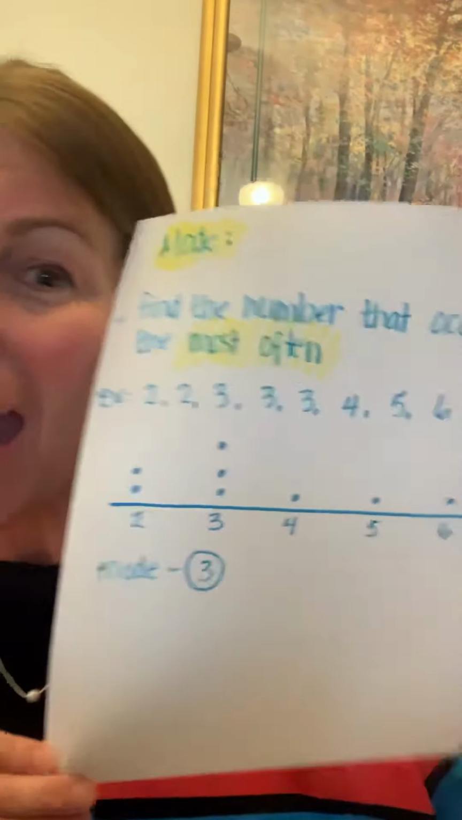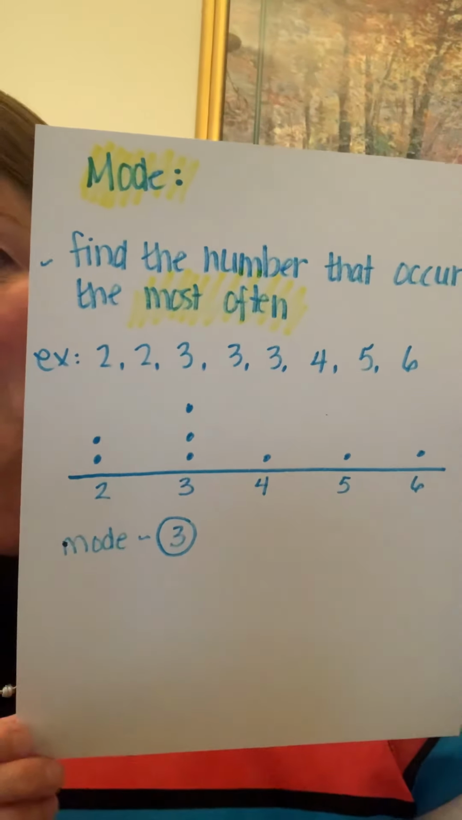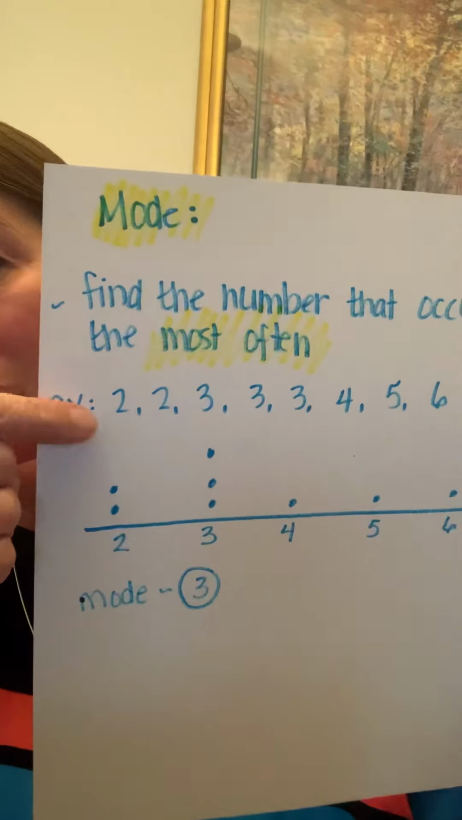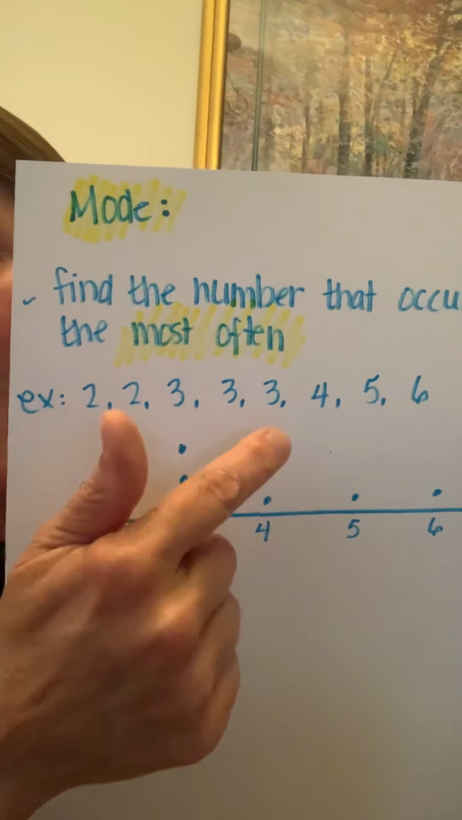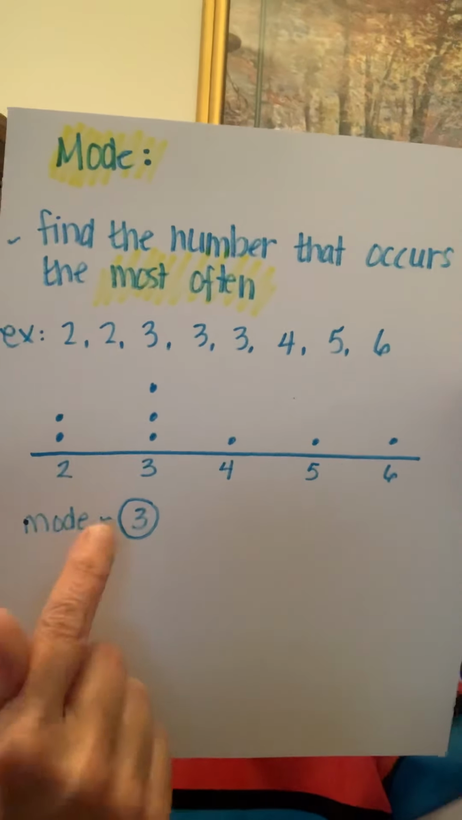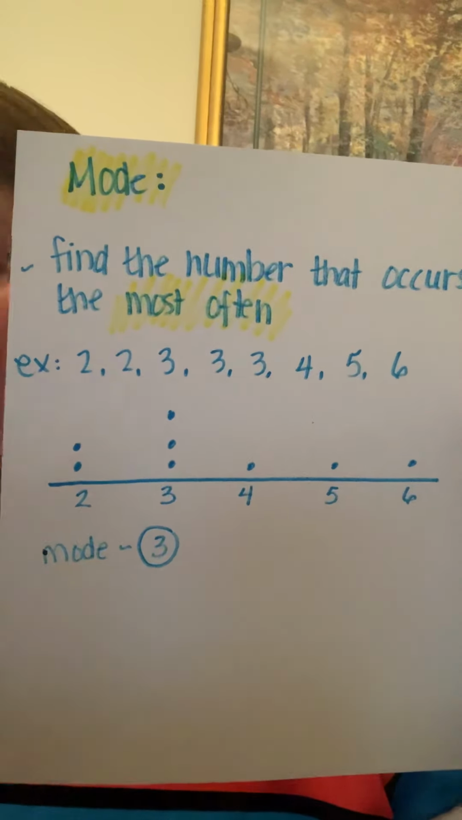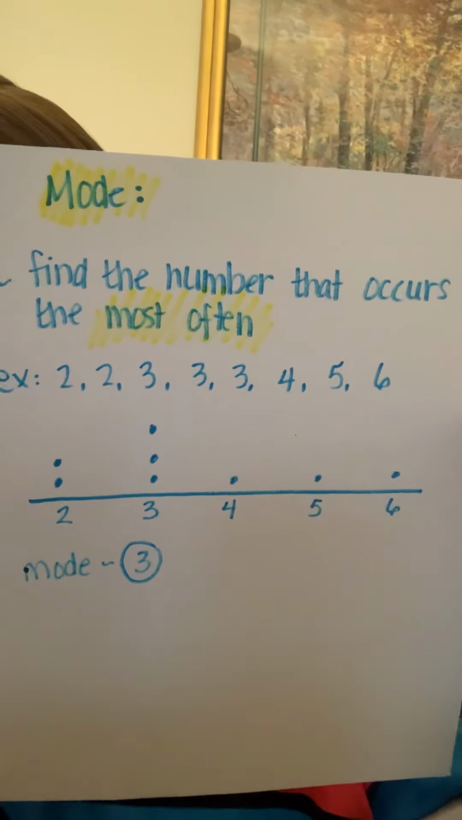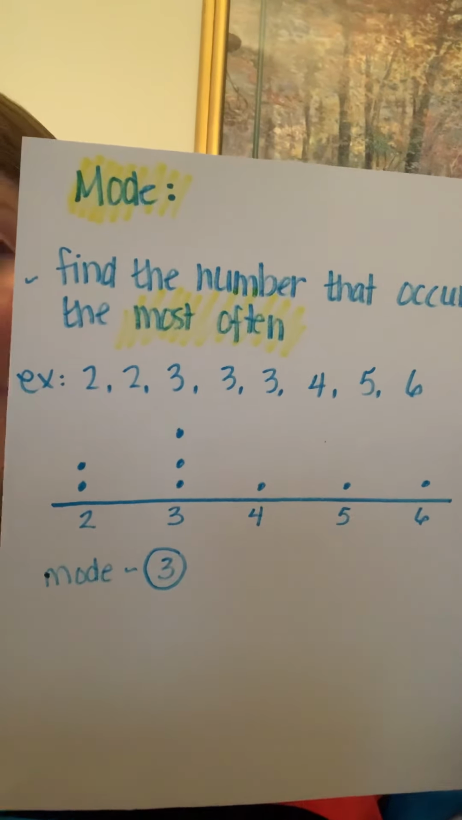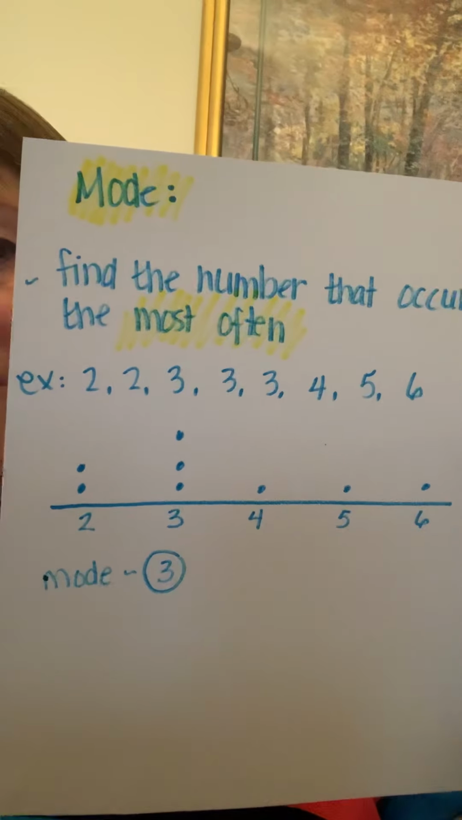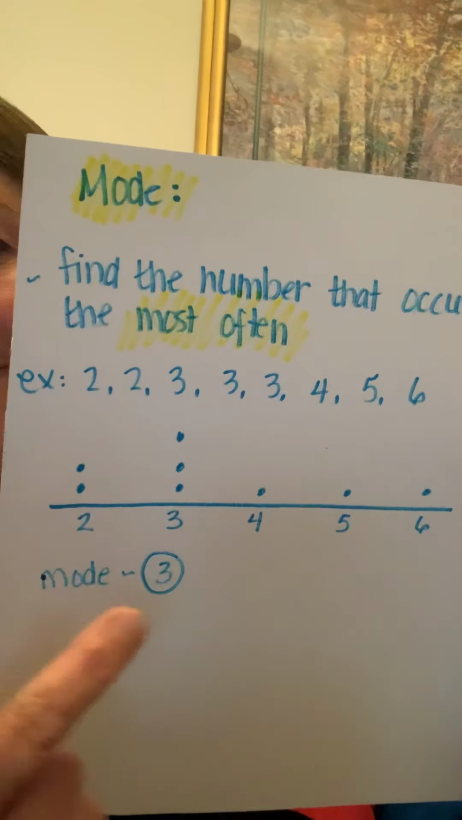Okay, this is another one that I really like. This is the mode. This is the one that occurs the most often. So here is my set of data. I have 2, 2, 3, 3, 3, 4, 5, 6. So I made a dot plot because a dot plot is a visual representation of my data. Look how easy it is for me to find the one that occurs the most often. Yep, 3. Got it.